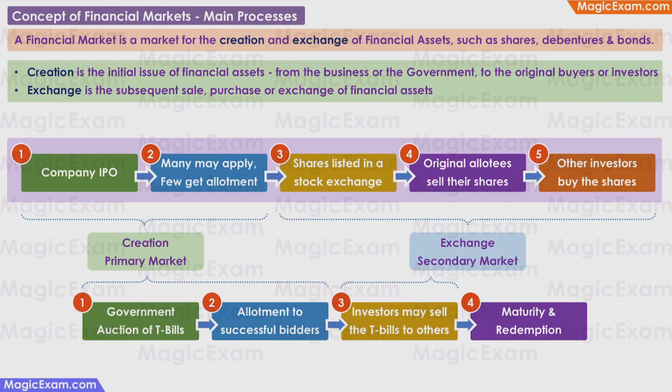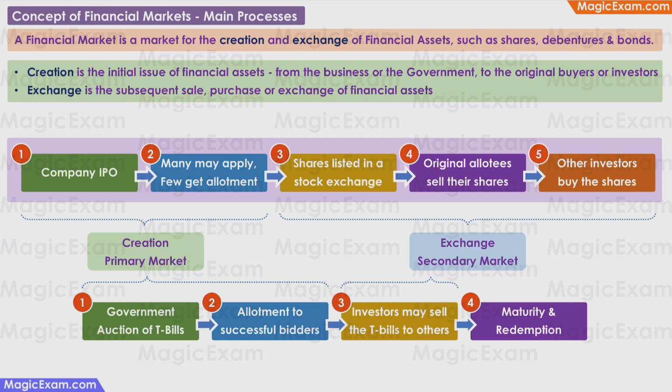financial market. A definition of the term financial market is that it is a market for the creation and exchange of financial assets such as shares, debentures and bonds. Here there are two processes, the creation of financial assets and the exchange of financial assets. Creation is the initial issue of financial assets from the business or the government to the original buyers or the original investors. And exchange is the subsequent sale, purchase or exchange of financial assets.